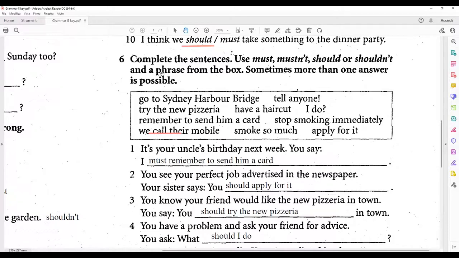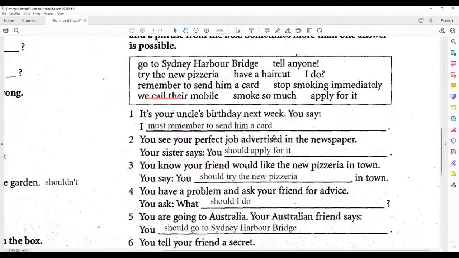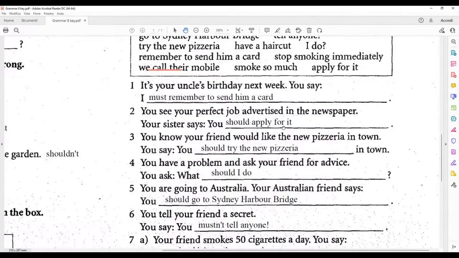Exercise number 6. Complete the sentences. Use must, mustn't, should or shouldn't, and a phrase from the box. Sometimes more than one answer is possible. Okay, so sometimes more than one answer is possible.